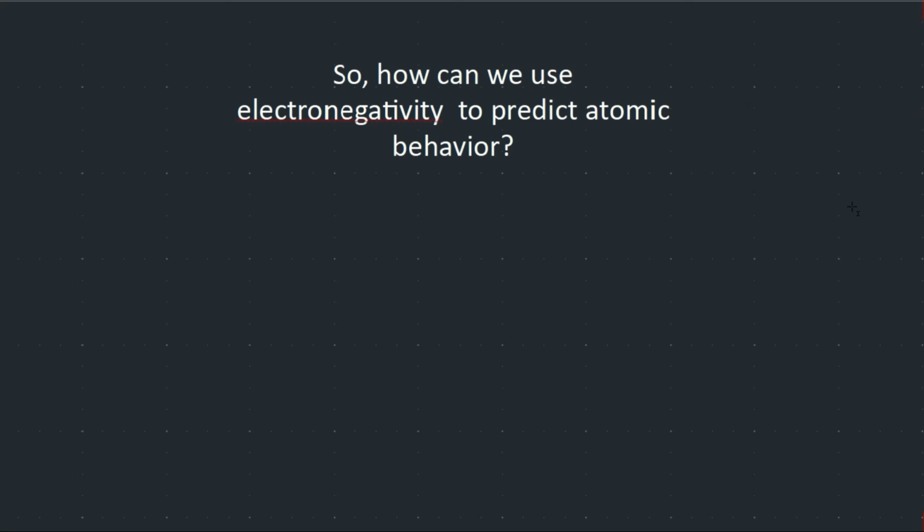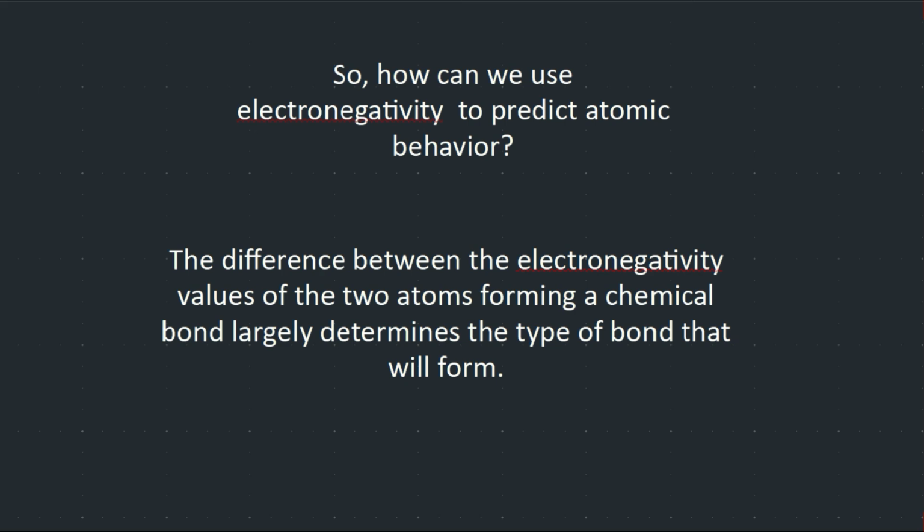So how do we use electronegativity to predict atoms' behavior? We saw electronegativity and its values and everything, but how do we use it? Well, we purely look at the difference in the values between two atoms. The larger the difference, something happens. A smaller difference, something else happens. Not so large a difference, something else happens.